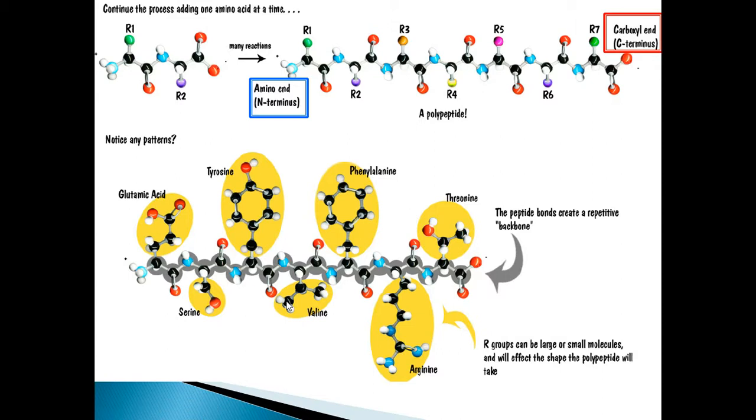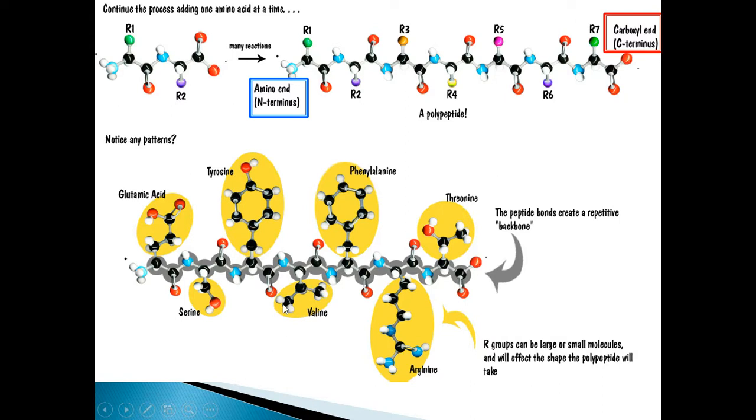You'll also notice that some of them might be polar, okay? Can you figure out which ones would be polar? If you're thinking the ones that have oxygens and nitrogens, you're correct. Anything that's got these oxygens on them, like glutamic acid, tyrosine, threonine, serine, and arginine, these are reactive. They can react with water. They can react with other polar molecules.